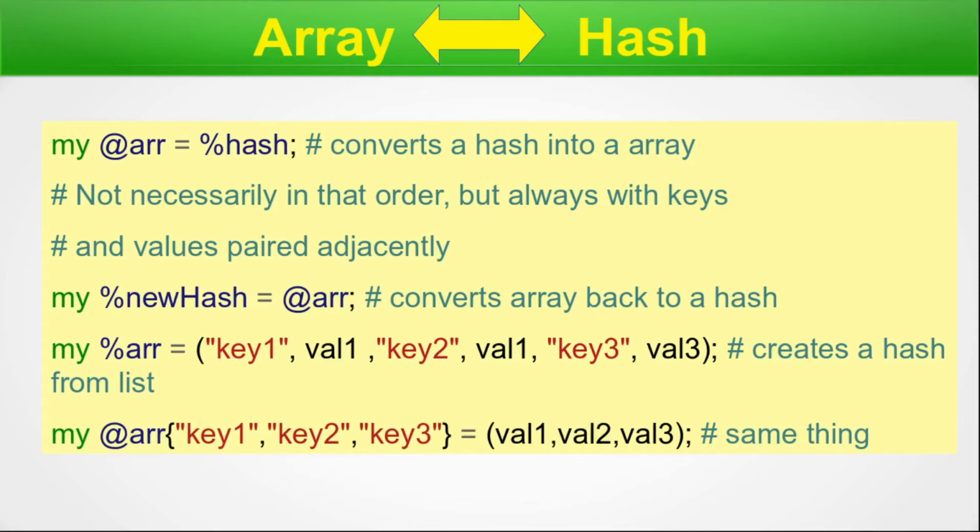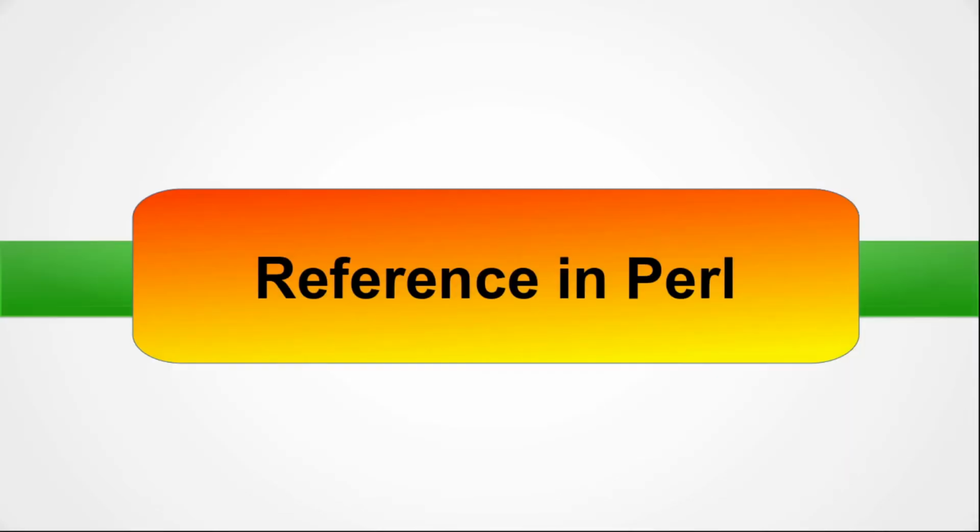And my @array. Okay. Another way is that if we write key 1, key 2, key 3, and then equal to, and on the right-hand side we write value 1, value 2, value 3, it will create the same thing. So these are the ways that we can convert a hash into an array and an array into a hash. So I think we are done with this section. Let's move on to the next.